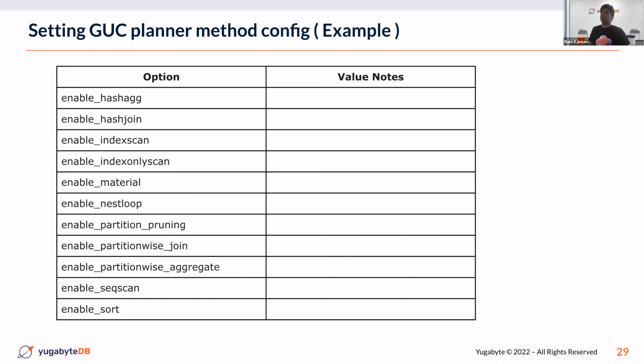Cool. So there are a bunch of GUC planner method configurations, and the list of all those configurations is given in this table. These are some of the configurations that users can use as a part of their query, at query level granularities.